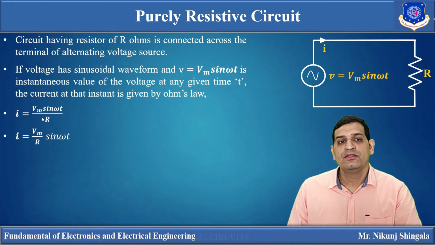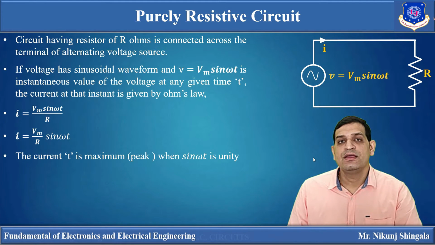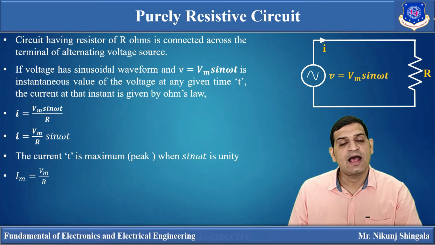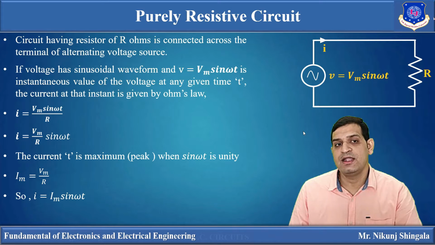Now we know the coefficient of sin ωt is nothing but the maximum value of that sinusoidal quantity. So the current is maximum when sin ωt is unity. And if sin ωt is unity, then we can write Im = Vm/R, where Im is the maximum value of the alternating current flowing through the purely resistive circuit. So we can write i = Im sin ωt.